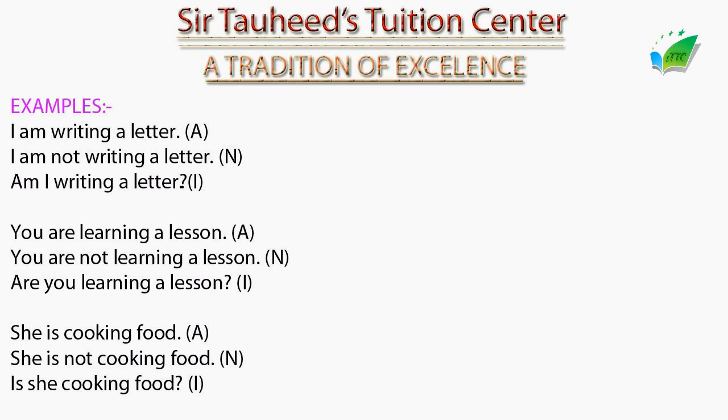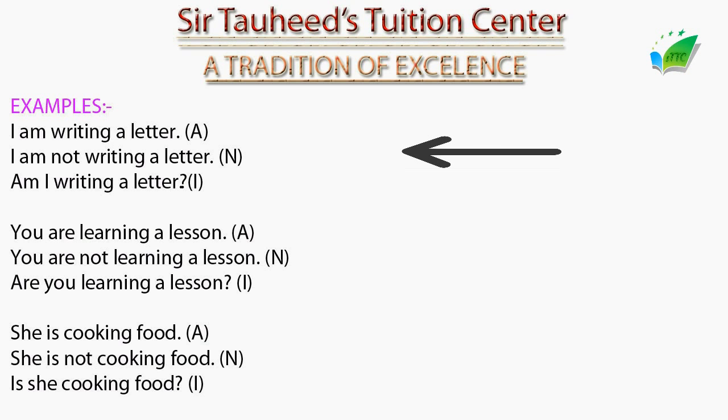Now let's have a look at some examples. The first example is I am writing a letter. This is an affirmative sentence. You can see here the subject is I. I means I'm talking about myself. Since the subject is I, I have put am after it, because am is always used after I. And then in the third place I have put fourth form of verb, and the verb is write here. So the fourth form will become writing. I am writing. And in the fourth place I have put object, that is a letter. I am writing a letter.